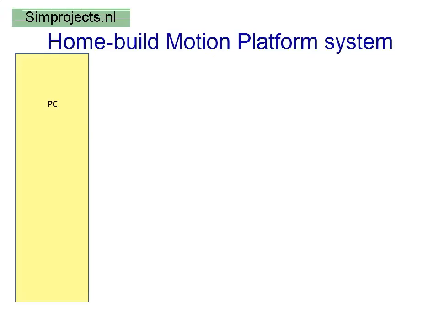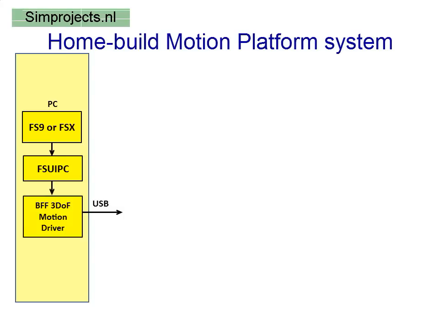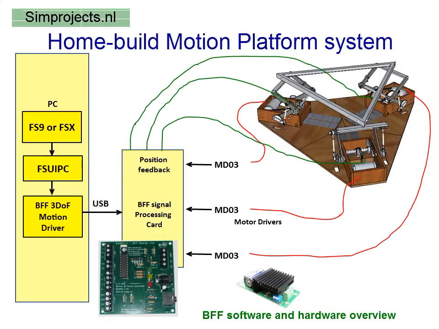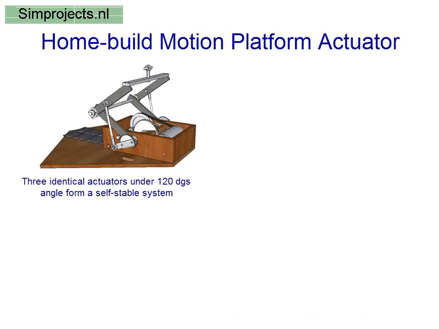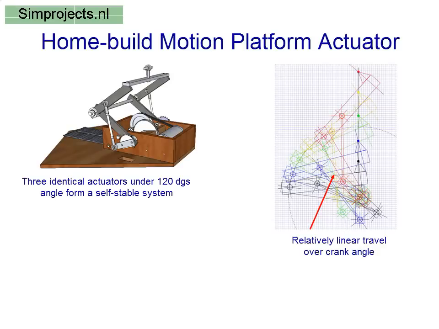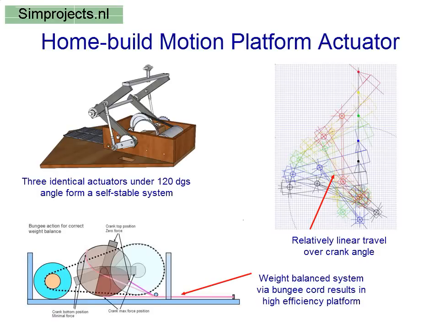The motion system gets its data from FSUI PC, which is then processed by the BFF motion driver. A 3-channel software PID system drives the motors that move each leg of the platform. The platform consists of 3 identical legs that work in a scissor fashion, which makes larger excursions possible with limited platform height. Each leg also includes a bungee weight balance system, which carries the static load of the platform.